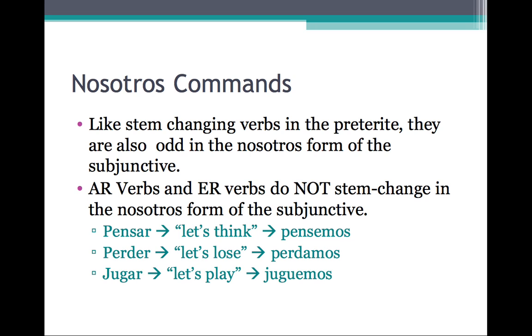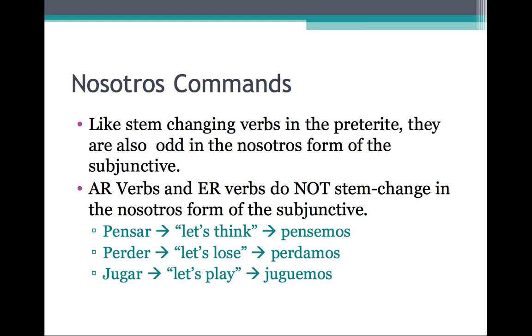Okay, another example, the verb perder, an ER verb. Okay, it's normally E to IE in the subjunctive and all the other forms in the boot. But if we're saying let's lose them, like trying to get away from somebody, we're going to say perdamos. Okay, it's an ER verb. You just stick on the opposite ending, perdamos.